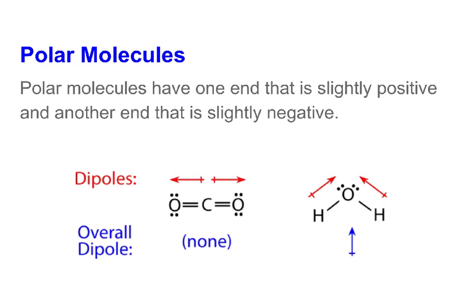Polar molecules have one end that is slightly positive and another end that is slightly negative. In this water molecule, the oxygen atom will have a partial negative charge, and the hydrogen atoms will have partial positive charges.